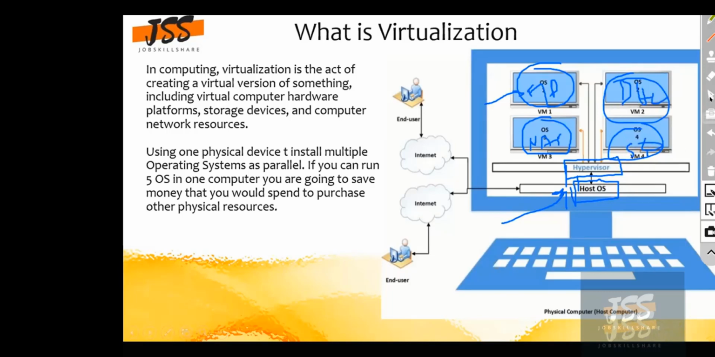From the definition, it is written that in computing, virtualization is the act of creating a virtual version of something, including virtual computer hardware, platforms, storage devices, and computer network resources. Using one physical device, you install multiple operating systems running in parallel. If you can run 5 operating systems in one computer, you are going to save the money you would spend on purchasing other physical resources. You can spend that amount on purchasing other devices as well.